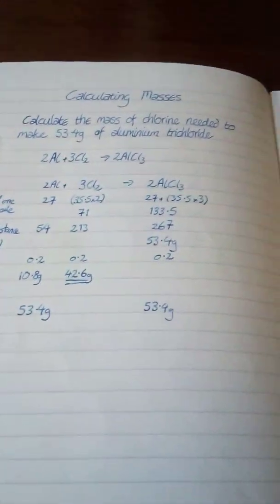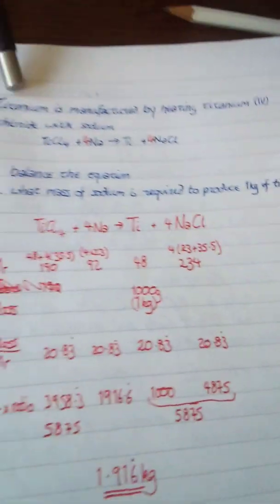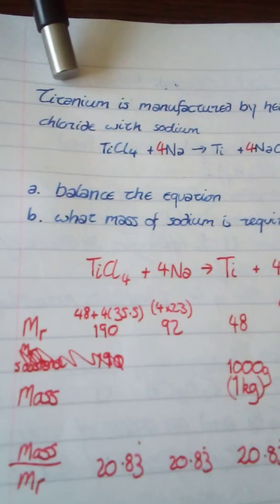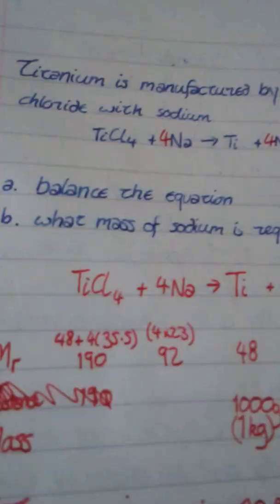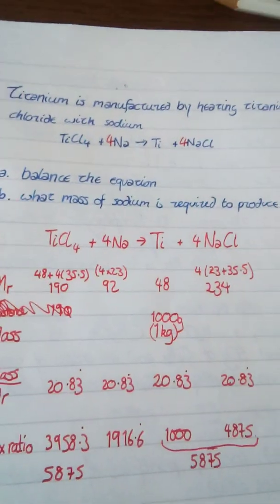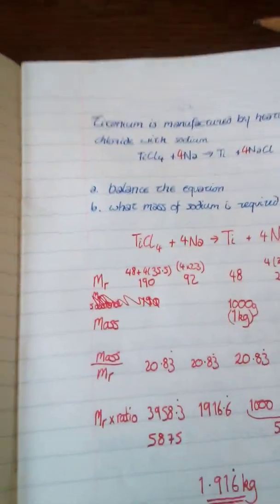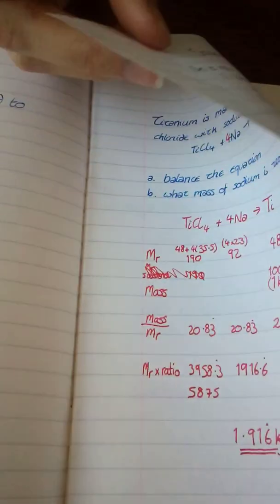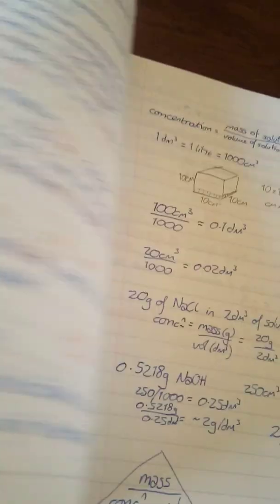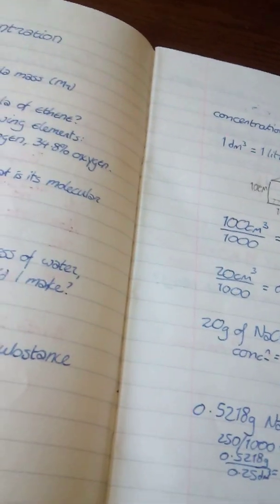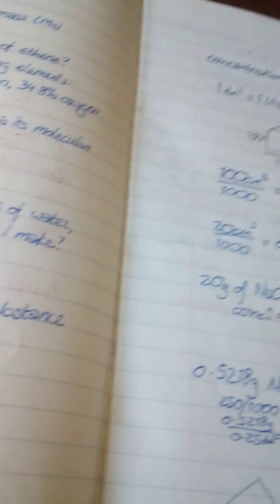We did another example here with titanium, which you guys did. So watch the videos. I'm going to go through it a lot more slowly. And then calculate the concentration of a solution in grams per decimeter cubed.